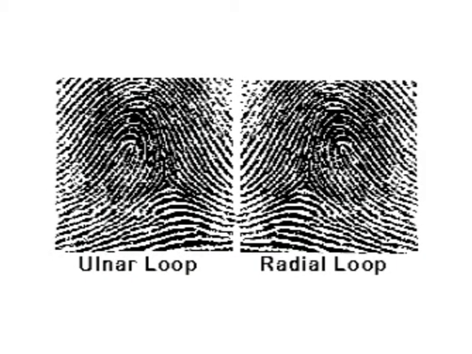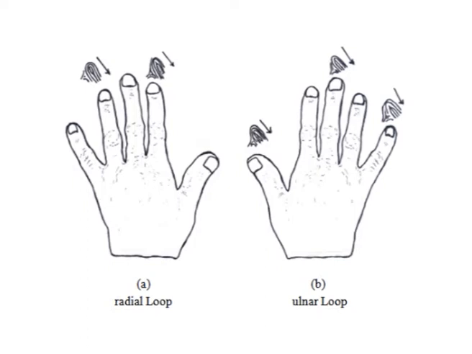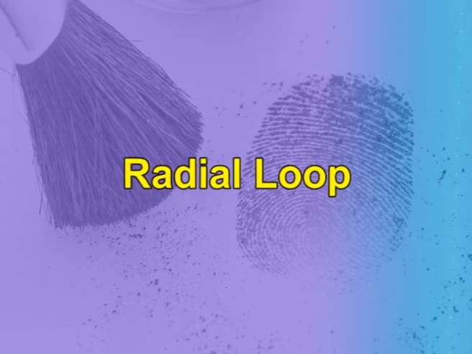Loops are subdivided into two main types, radial loops and ulnar loops, according to their positioning and the flow of ridges. The terms radial and ulnar are derived from the radius and ulna bones of the forearm. The classification of loops is based on the direction the loops flow on the hand, not on the fingerprint slip or card. The first one is radial loop.